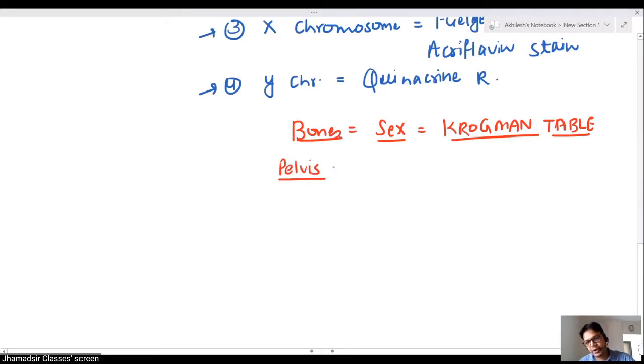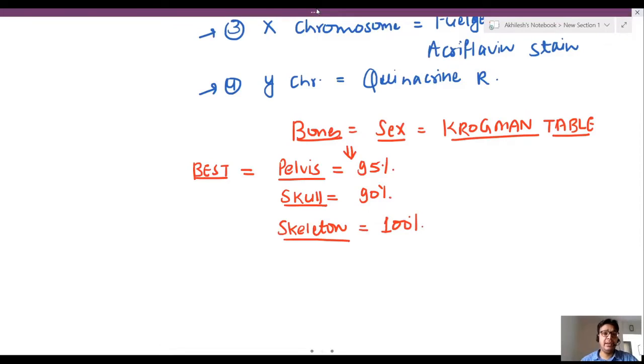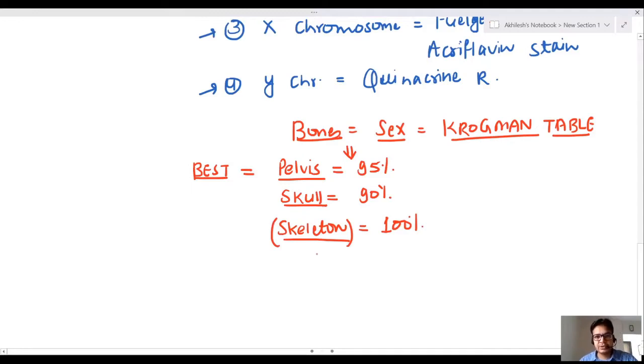What is Krogman table? If you have pelvis bone, you can differentiate sex in 95% of cases. If you have skull bone, almost 90% of cases. So pelvis is the single best bone for sexual differentiation. But if you have a complete skeleton, you can differentiate in 100% of cases. So see the options very carefully. If skeleton is given in the options, you just pick skeleton. But if skeleton is not given, then you can pick pelvis. Complete skeleton, 100% cases.